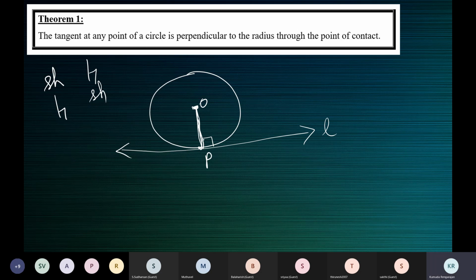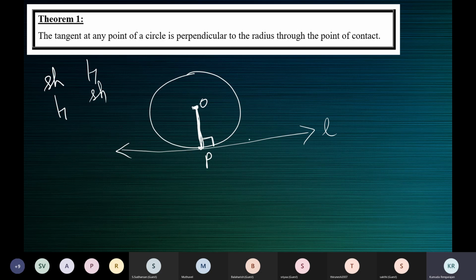So since we have to prove that it's perpendicular, we need to prove that OP is the shortest distance from O to L. Both are the same, no? From L to O, O to L. We need to prove that OP is the shortest distance from O to L. How do we prove that? So let's take any other point.